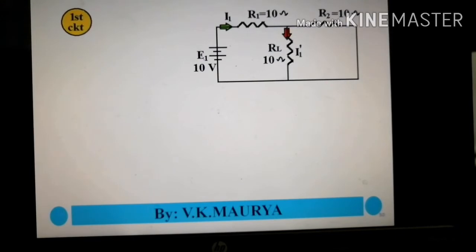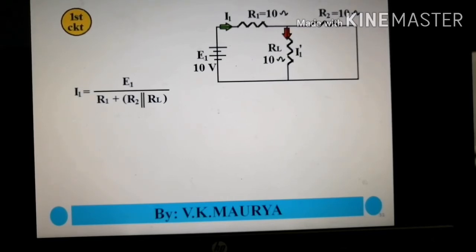This one is the circuit diagram. First sub-circuit, right? E1 is here and E2 is short circuited. First of all, I am going to calculate the value of I1. How can we calculate the I1? It is nothing but voltage divided by equivalent resistance. Voltage, that is E1, equivalent resistance C.